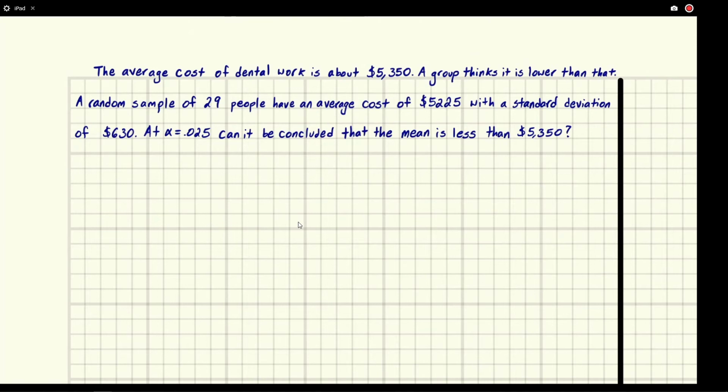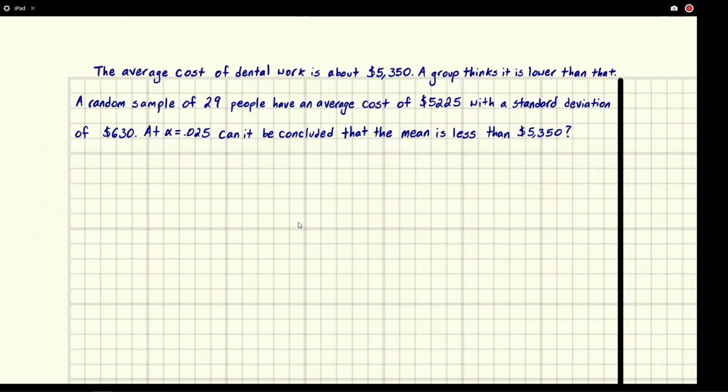The average cost of dental work is about $5,350. A group thinks it's lower than that. A random sample of 29 people have an average cost of $5,225 with a standard deviation of 630. At alpha equal to 0.025, can it be concluded that the mean is less than 5,350?